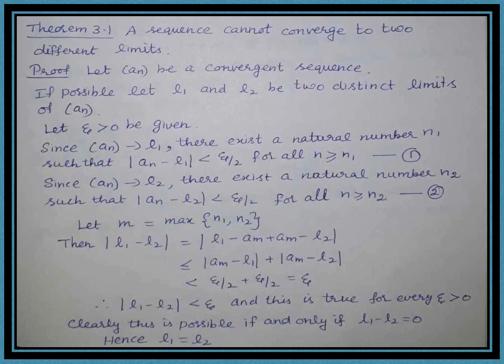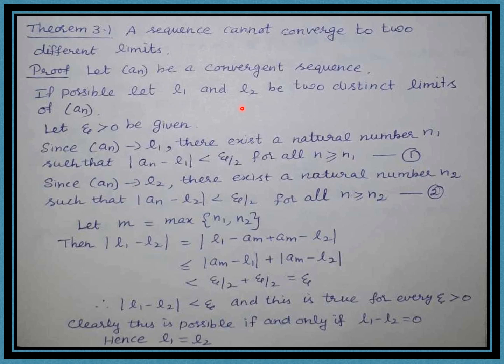Now we are going to prove the theorem. A sequence cannot converge to two different limits. That means if we take a sequence an, we can say sequence an converges to L. That L is unique. This is what we have to prove. If possible, let us assume that there are two possible limits L1 and L2. They are distinct. These two are limits of sequence an. So by definition, we can write sequence an tends to L1, as well as sequence an tends to L2.